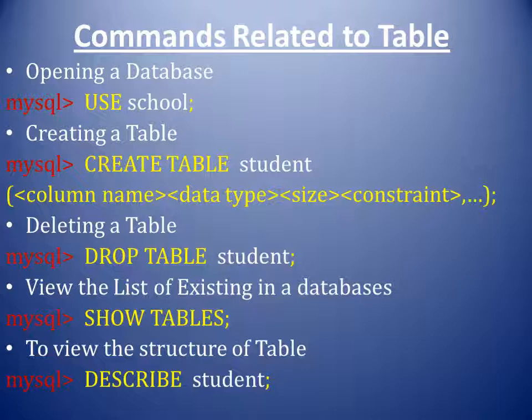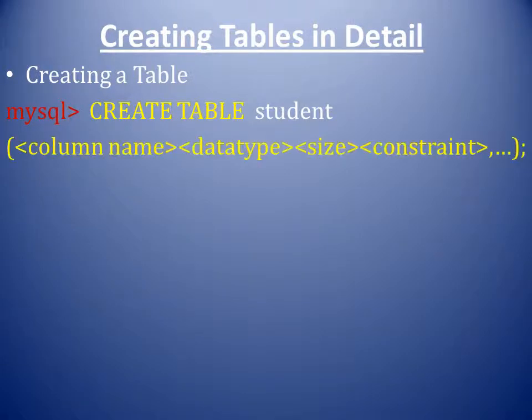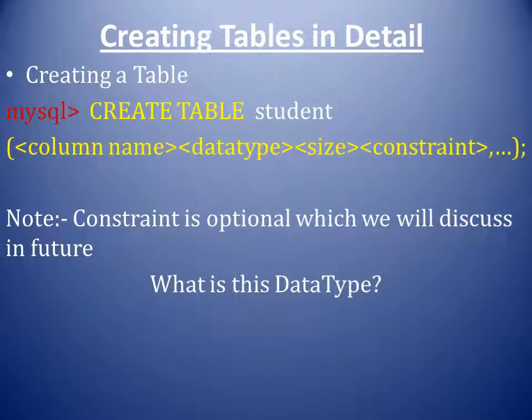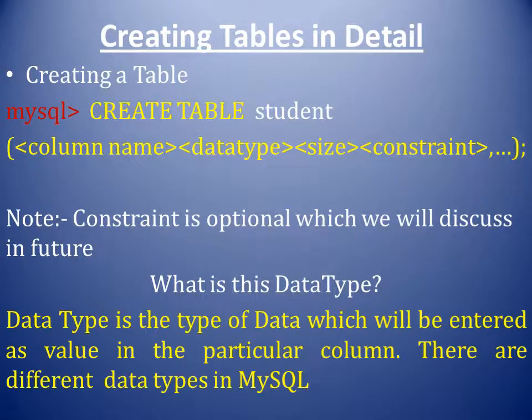Let's discuss the table creation command in detail. This is the complete syntax of the create table command, which requires the name of the table, name of the column, its size, data type along with constraint. Constraint is the optional part which we will discuss in future. For now, we should know what is data type. Data type is the type of data which will be entered as value in a particular column.